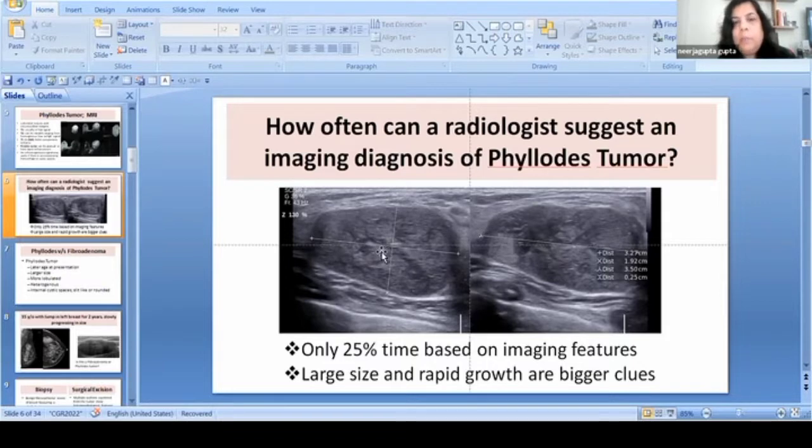More than the imaging features, the radiologist also bases a suggestion of phyllodes on a large size of the tumor and a history of rapid growth. So talking to the patient is again important for the radiologist also, and you can then probably suggest the correct diagnosis.